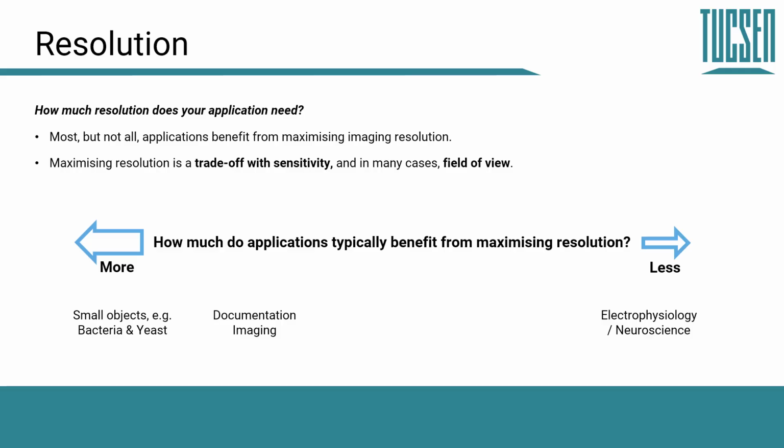Somewhere in the middle we have things like documentation imaging, where it's very important that the image looks good and it's clear and it's publishable quality. And somewhere in the middle again, we have things like high content imaging, where there's something of an industry standard of how fine our resolution wants to be, but it's not at the extremes on either end.